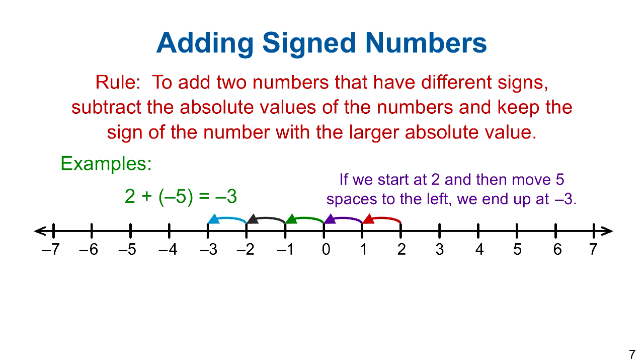To see why this works, note that this problem is telling us to start at the 2 and then move 5 spaces to the left. Note that we end up at -3, which, of course, agrees with the answer we got earlier.